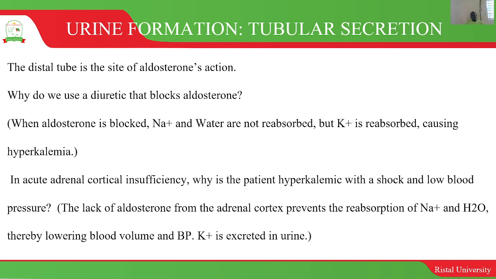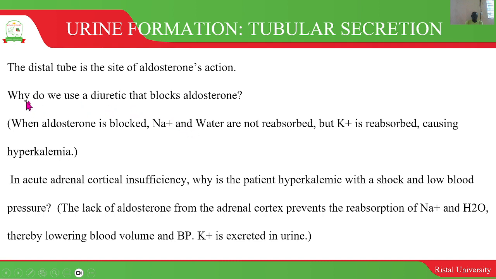Let's look at the tubular secretion. The distal tube is the site of aldosterone's action, the DCT. Okay. Why do you use a diuretic that blocks aldosterone? This is just like a brainstorming question. So when aldosterone is blocked, sodium and water are not reabsorbed. Remember, we mentioned that the function of the aldosterone hormone is to make sure that more water and sodium is reabsorbed in the body.